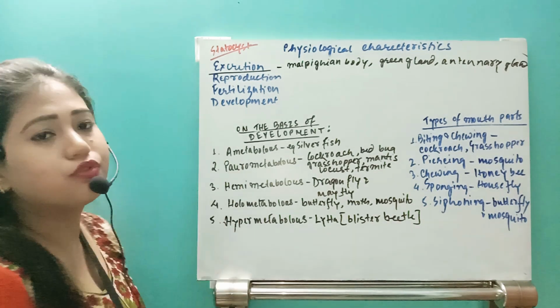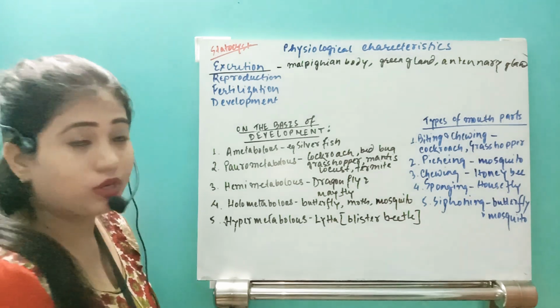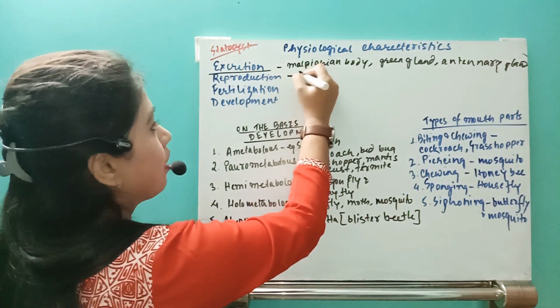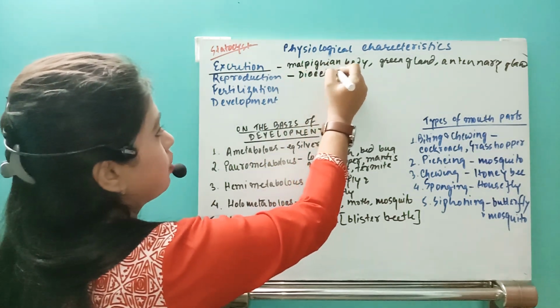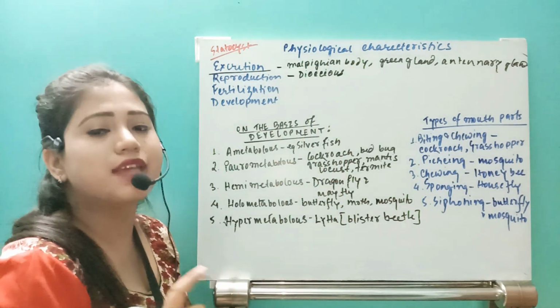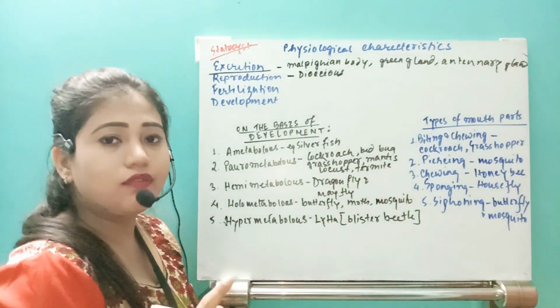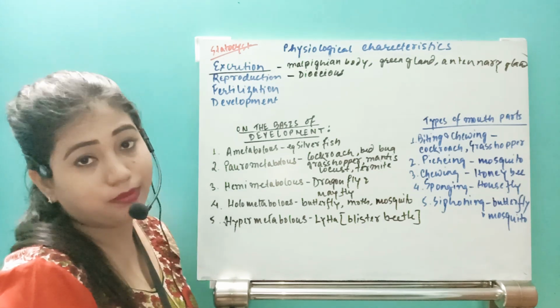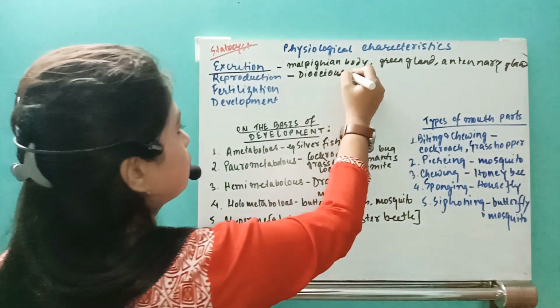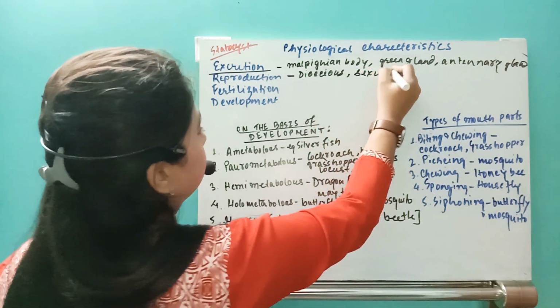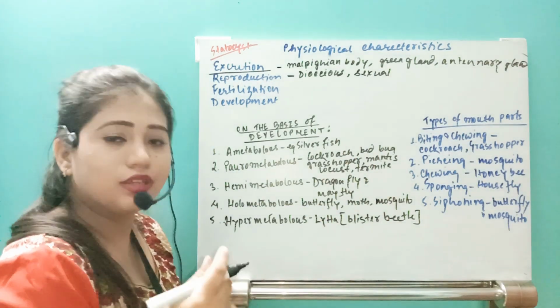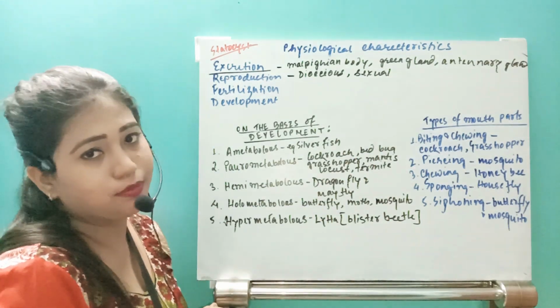Now after that, come to reproduction. See, these organisms are completely dioecious. Dioecious means this organism will be completely sexually dimorphic. They will have separate male and female organisms. And yes, this organism will have sexual reproduction. Generally, they prefer sexual reproduction.